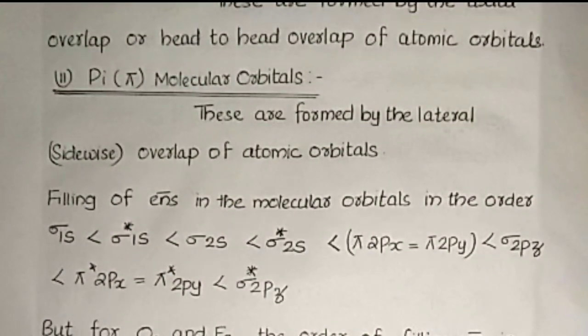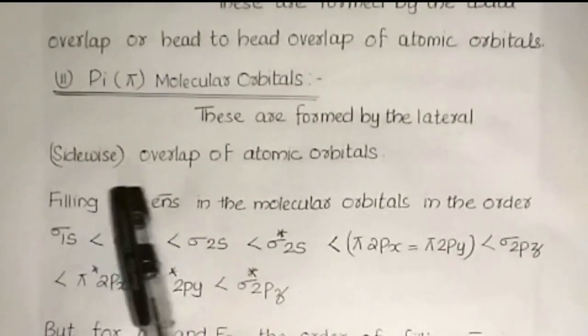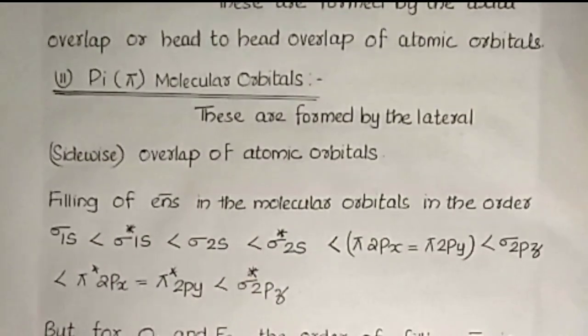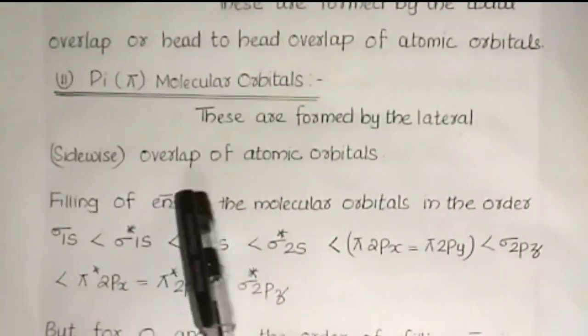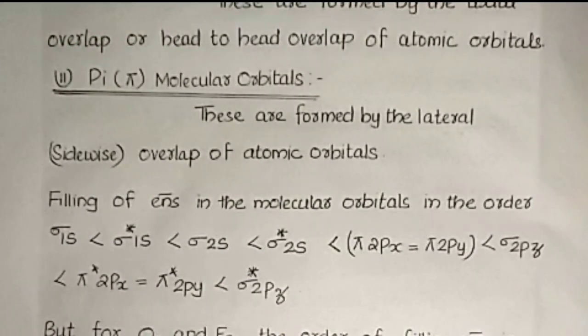The next one is pi molecular orbitals. These are formed by the lateral or sidewise overlap of atomic orbitals.